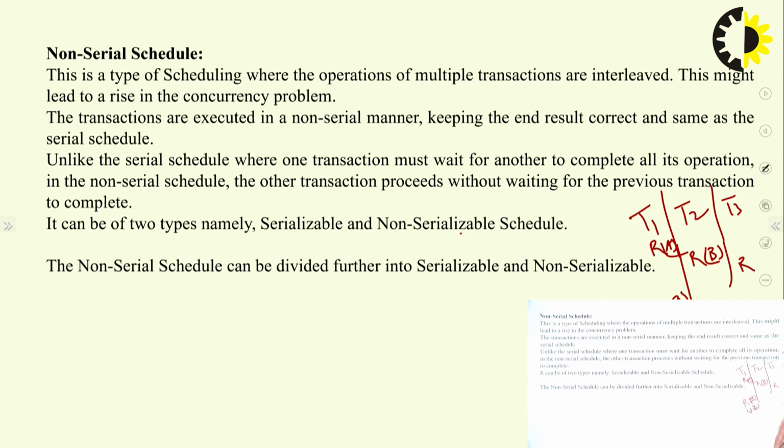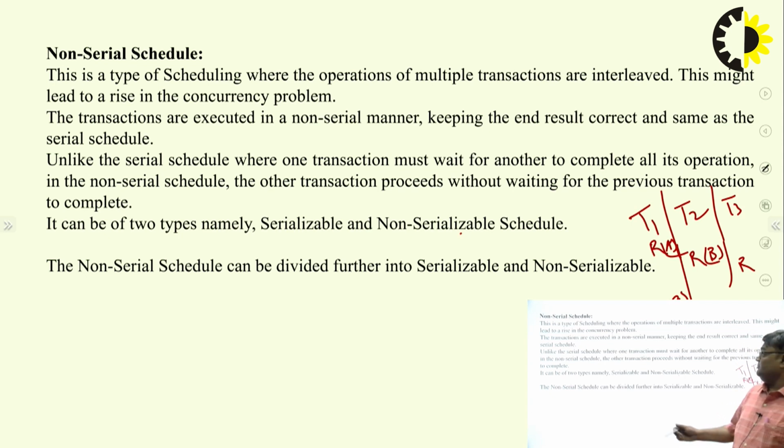The transactions are executed in a non-serial manner, keeping the end result correct and the same as the serial schedule. That non-serial schedule should work as the serial schedule does, but the execution of instructions can be interleaved. Unlike the serial schedule, where one transaction must wait for another to complete all its operations, in a non-serial schedule the other transaction proceeds without waiting for the previous transactions to complete. In a serial schedule, one has to wait; once one finishes, only then will the next start, but in non-serial, it can start at any time.